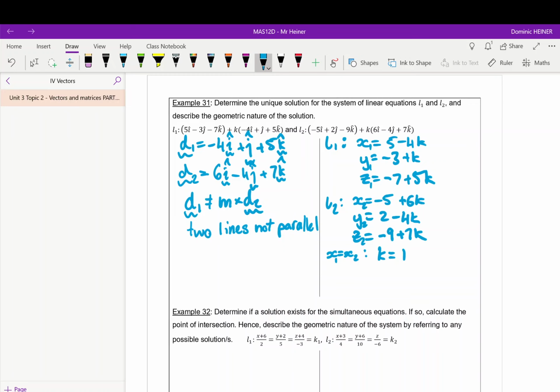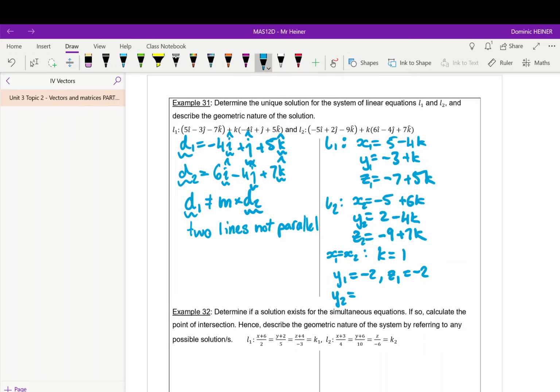So when k equals 1, what are our y and z values? So y1, when k equals 1, would be negative 3 plus 1, which is negative 2. And z1 would be negative 7 plus 5 times 1, which is going to be negative 2. So we get 1, negative 2, negative 2. What about our z's? So z1, when k equals 1, is going to be negative 6. Sorry. What am I doing here? That should be y2 and z2.